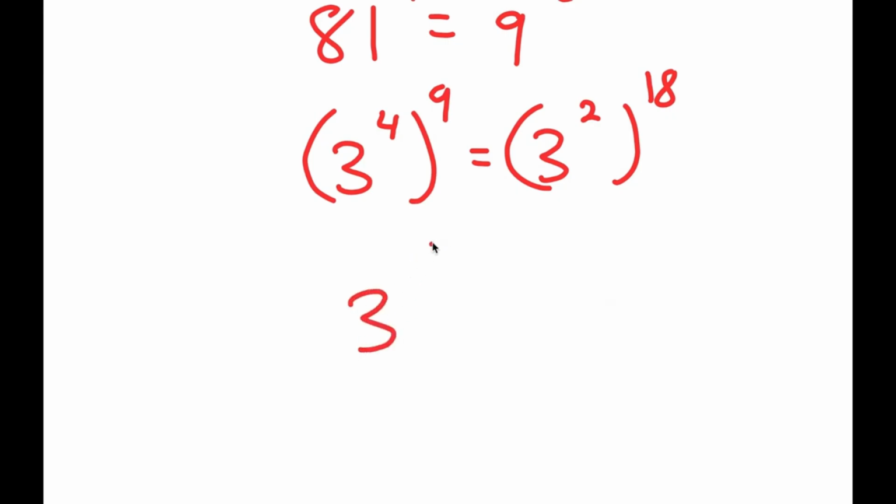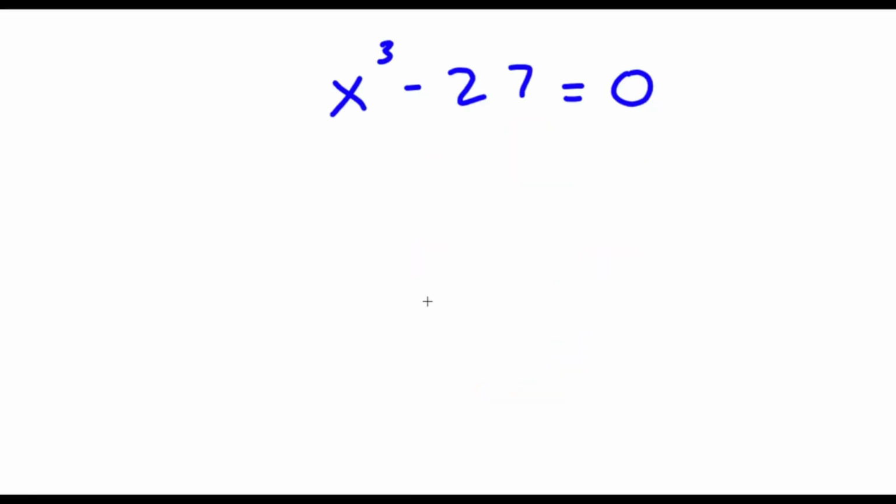So 3 to the power of 4 to the power of 9 is equal to 3 to the power of 4 times 9, which is 3 to the power of 36. And this is equal to 3 to the power of 2 to the power of 18, which is equal to 3 to the power of 36 as well. So this is right.